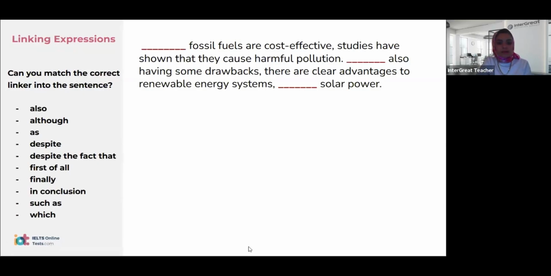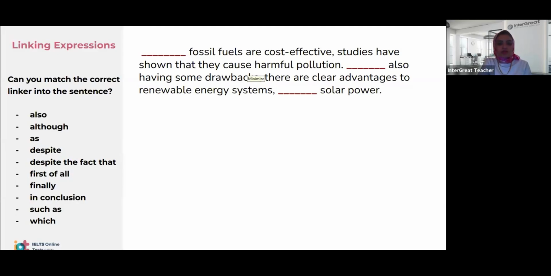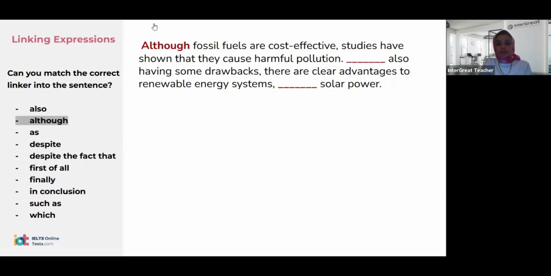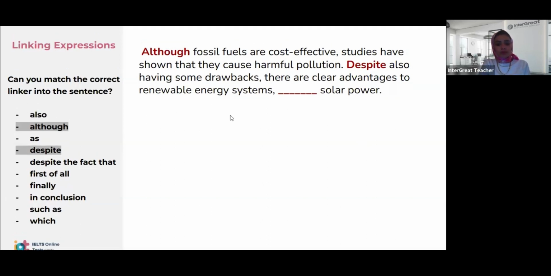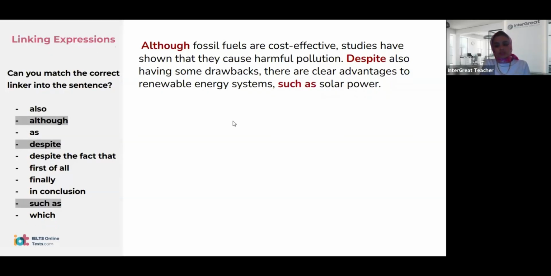What would be used at the beginning, you think? Although, right, although. Why although? Because there are two contradictory phrases. Although they're cost effective, they are harmful. So two opposite things. Despite has the same meaning, but not the same structure. Despite having some drawbacks, there are some advantages. So two opposite sentences or phrases. What about the last one? What do you think will be used here? Also solar power? Such as, exactly. It's an example, such as solar power.